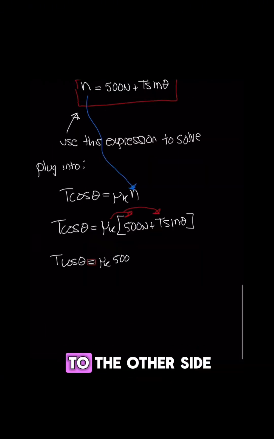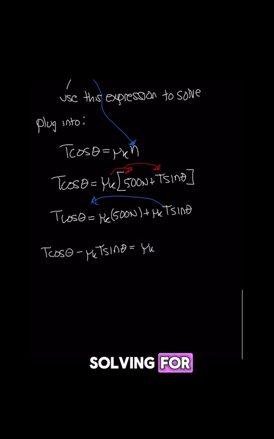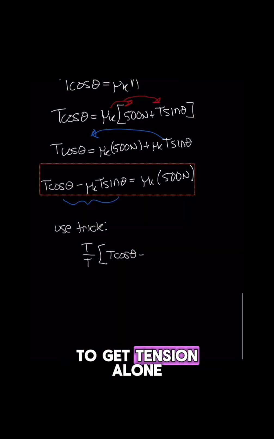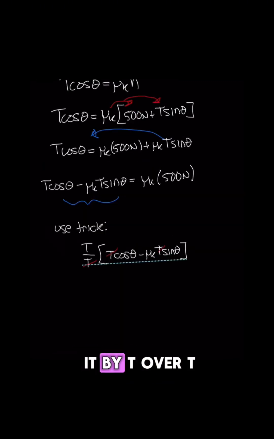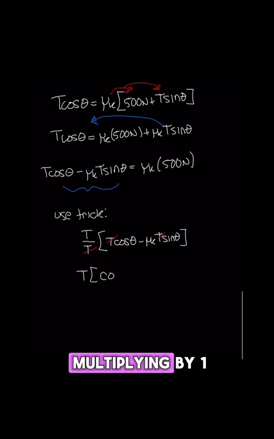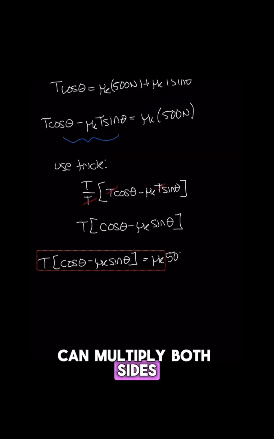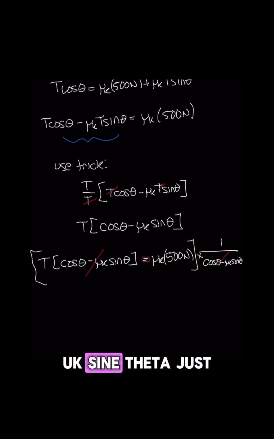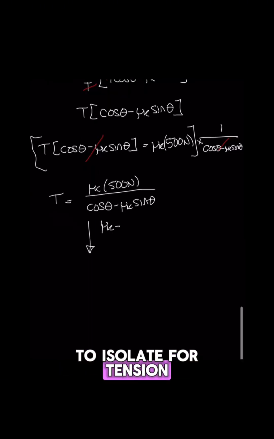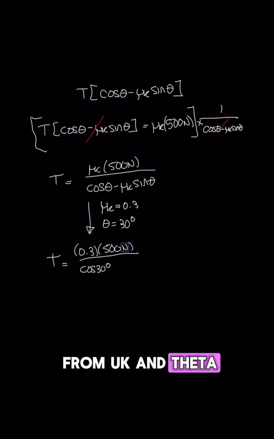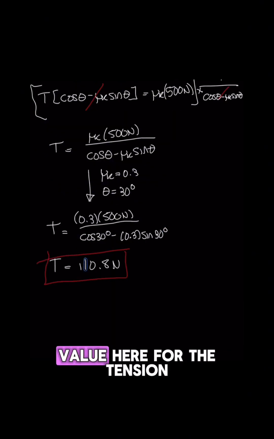Bring the tension term to the other side because that's what we're solving for. And then we can use this trick here to get tension alone. So we can multiply it by T over T. That's the same as multiplying by 1. And so we get tension by itself here. We can multiply both sides by 1 over cos θ minus μk sin θ just to isolate for tension. Plug in our knowns for μk and θ. And then we can solve to get this value here for the tension.